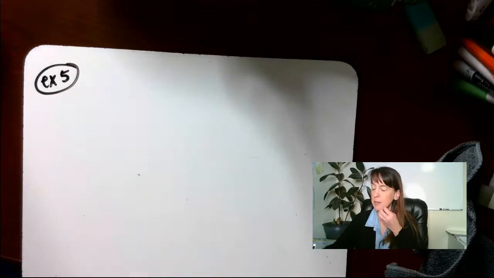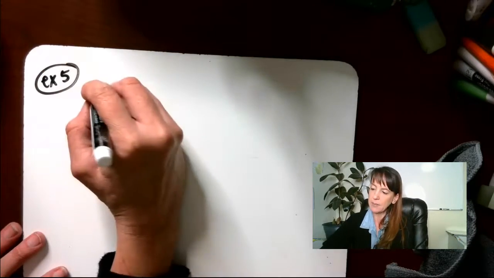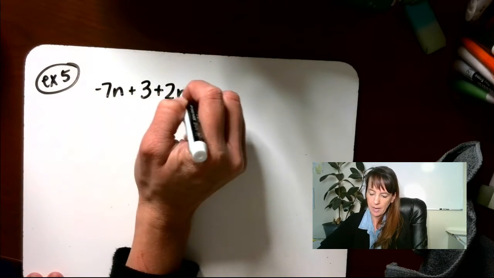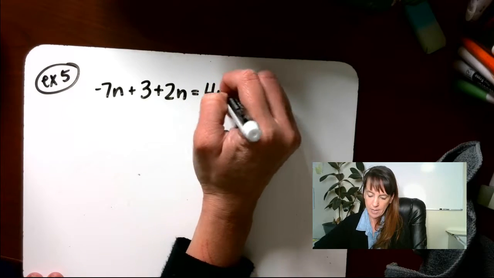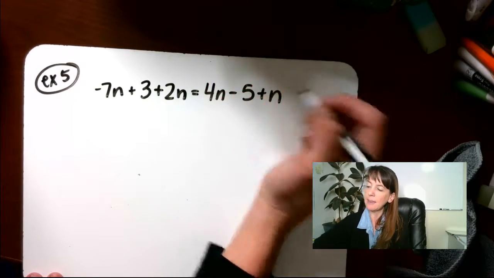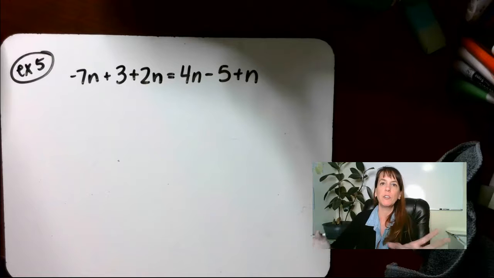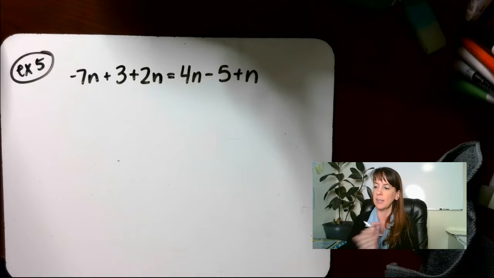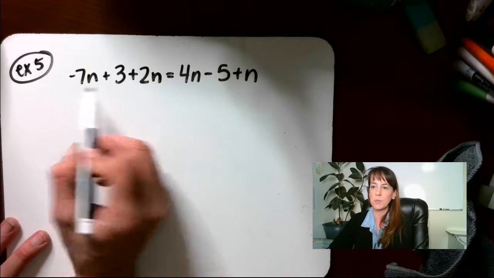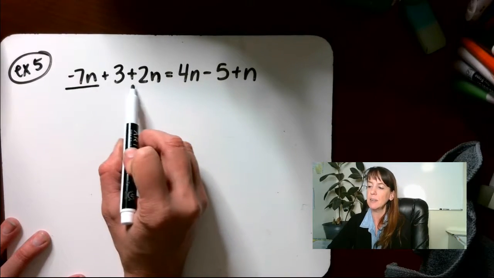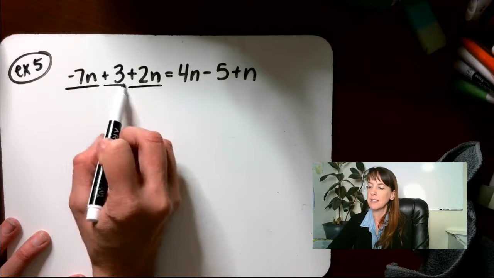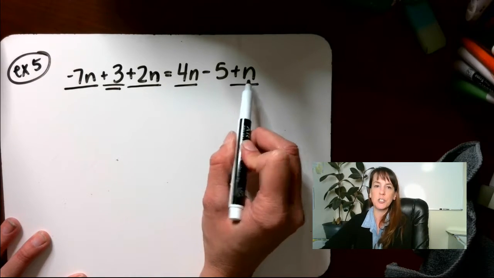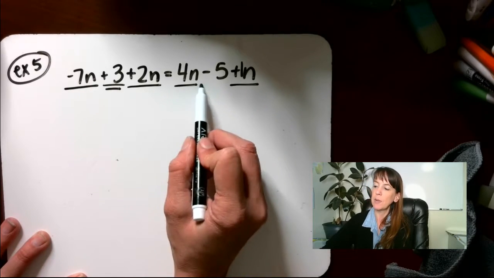All right, so for example number 5, we have negative 7n plus 3 plus 2n equals 4n minus 5 plus n. Again, just a reminder, you want to do all of your adding, you want to do everything you can on either side before you start moving things to the other side. Looks here like we can group some like terms. Negative 7n, positive 2n, positive 3, and then we've got 4n and positive, it's not shown, but remember that's a 1. And then we have a negative 5.